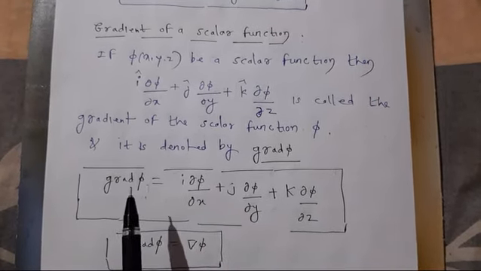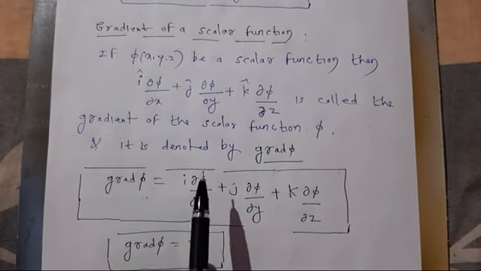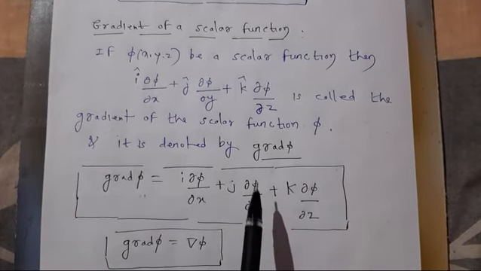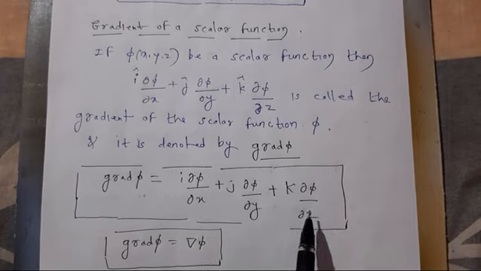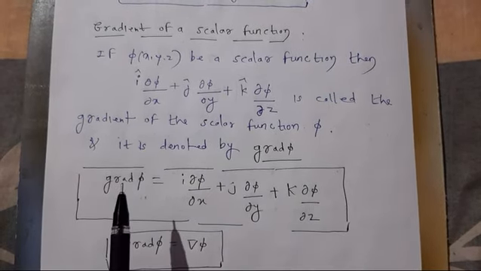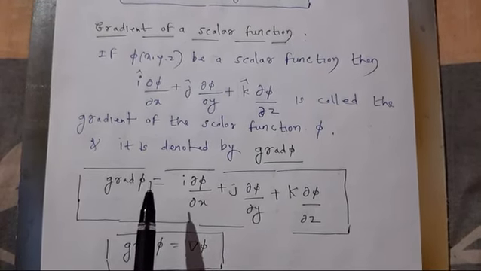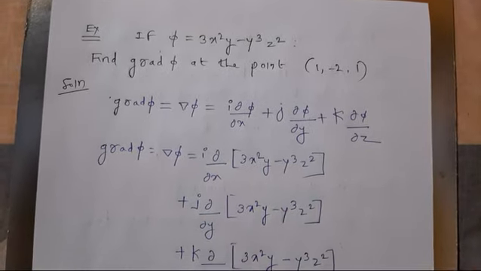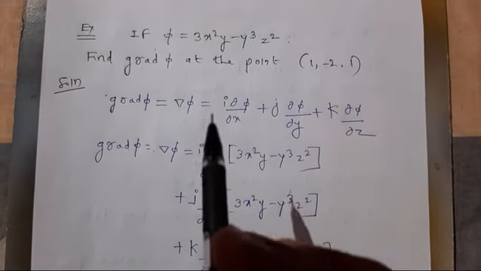That is, gradient of phi equal to i ∂phi/∂x plus j ∂phi/∂y plus k ∂phi/∂z. Here phi is a scalar function. Now we'll take some examples.